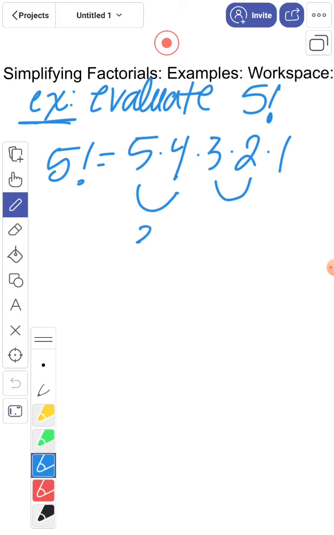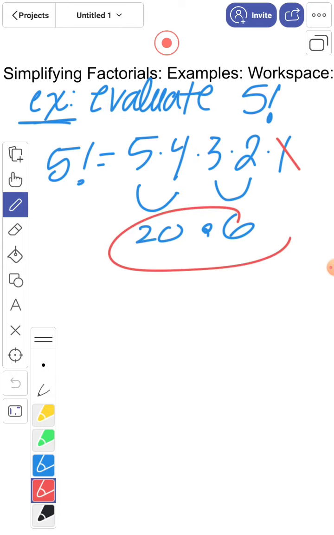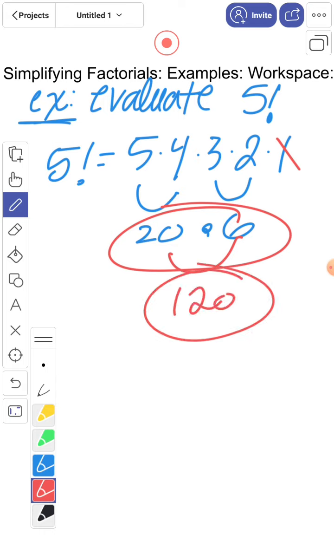So 5 times 4 is 20. 3 times 2 is 6. Drop that multiplication sign. And this, we can just forget about. Right? Because anything times 1 is literally just itself. So now we're down to 20 times 6, which is 120. And that's our answer.